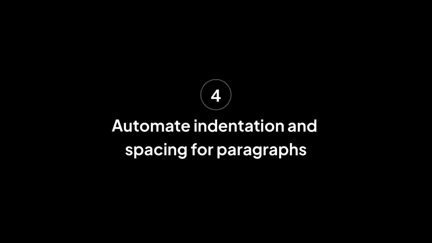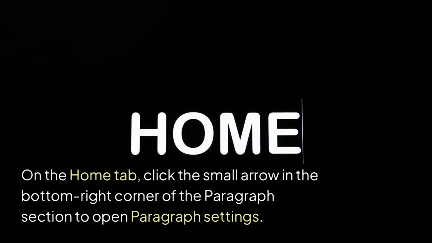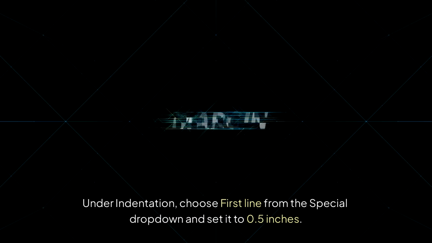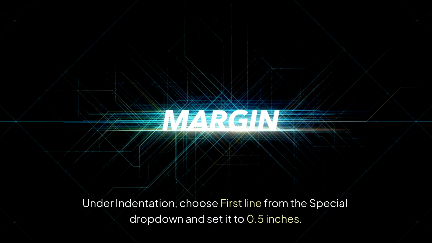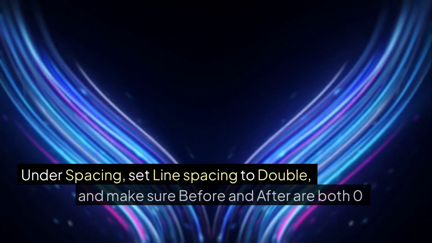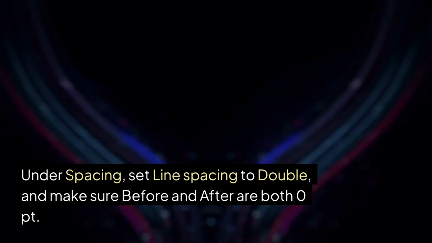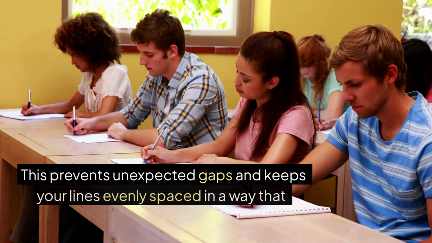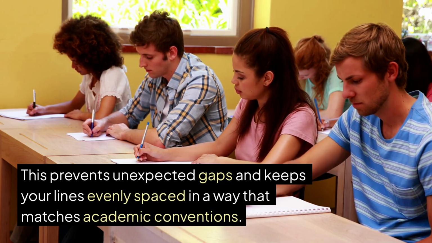Next, automate indentation and spacing so every paragraph is perfectly formatted without extra keystrokes. On the Home tab, click the small arrow in the bottom right corner of the Paragraph section to open Paragraph Settings. Under Indentation, choose First Line from the Special drop-down and set it to 0.5 inches. Under Spacing, set line spacing to double, and make sure Before and After are both 0 pt. This prevents unexpected gaps and keeps your lines evenly spaced in a way that matches academic conventions.